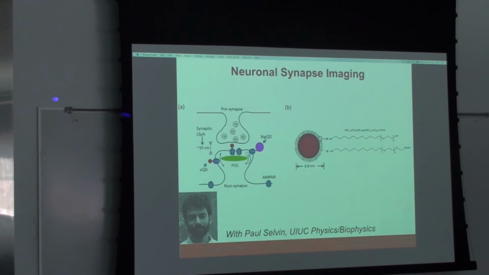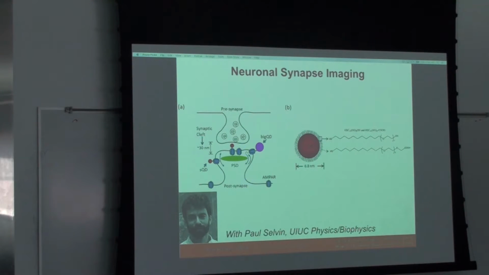So if you look at a synapse in a conventional light microscope, it just looks like a big blur. It looks like some object 10 times this size, but it actually has features that are much smaller. The synapse itself is 30 nanometers, but the things that make it up are less than 10 nanometers, so they're really tiny. And so quantum dots now enable imaging of this in a way that could not have been done before.